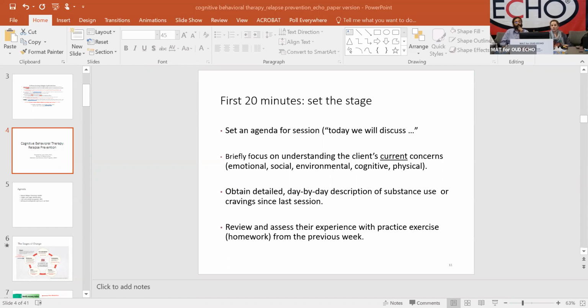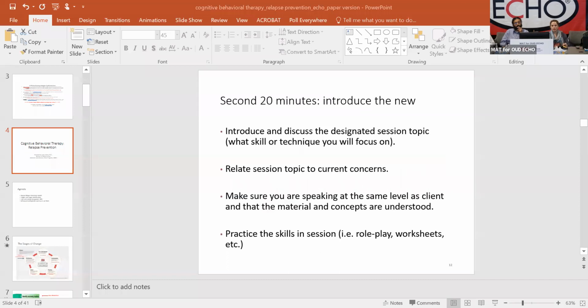So we're modeling logging, which I'm going to talk about in a minute. And then you review any previous practice or homework that you assigned from the last week. That's the first 20 minutes of every session.